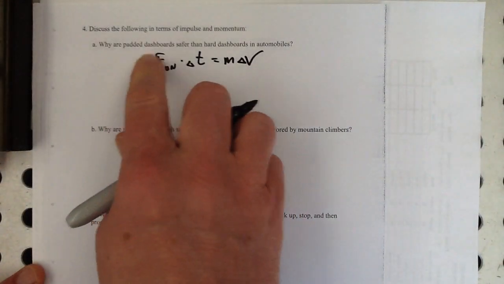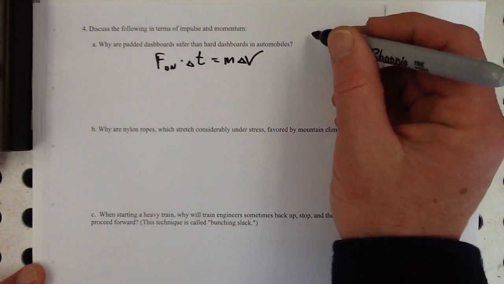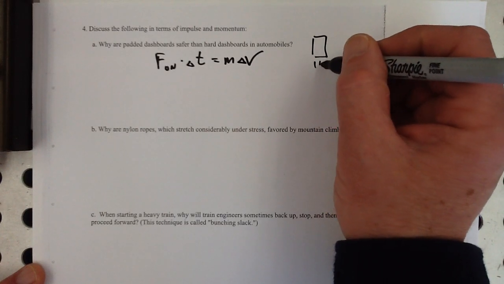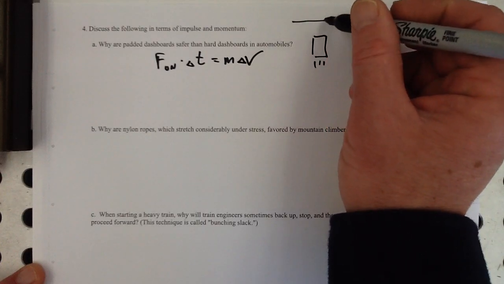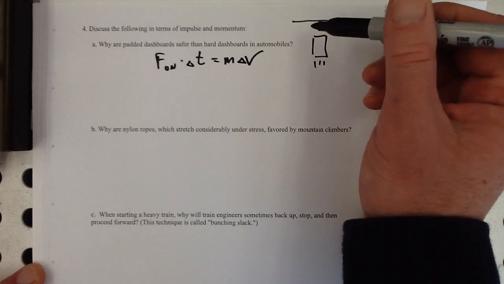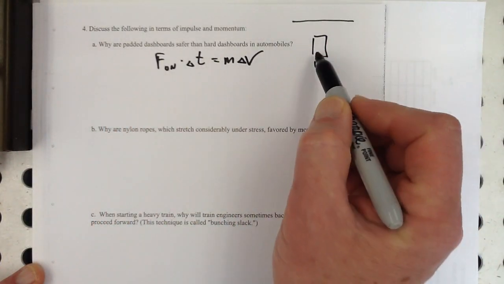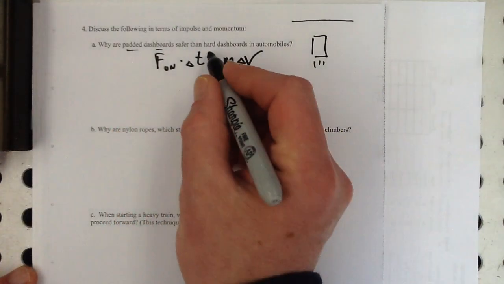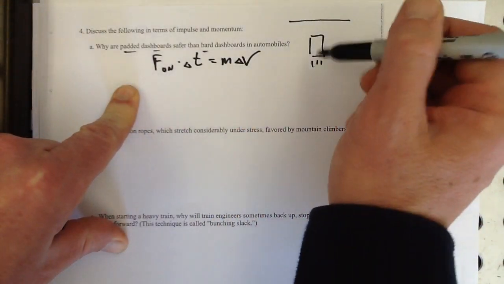So a padded dashboard, if you imagine somebody having a slow speed collision. This is an overhead view of a car that's going this way, and it's going to crash into this wall here. We'll go fairly slow so nobody gets severely injured. And why this person's going to crash after the car crashes here into this padded dashboard versus a hard dashboard. So what can we change?